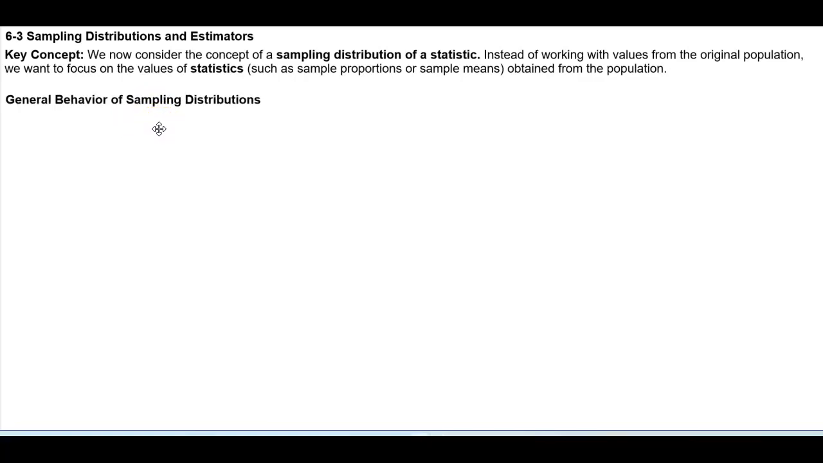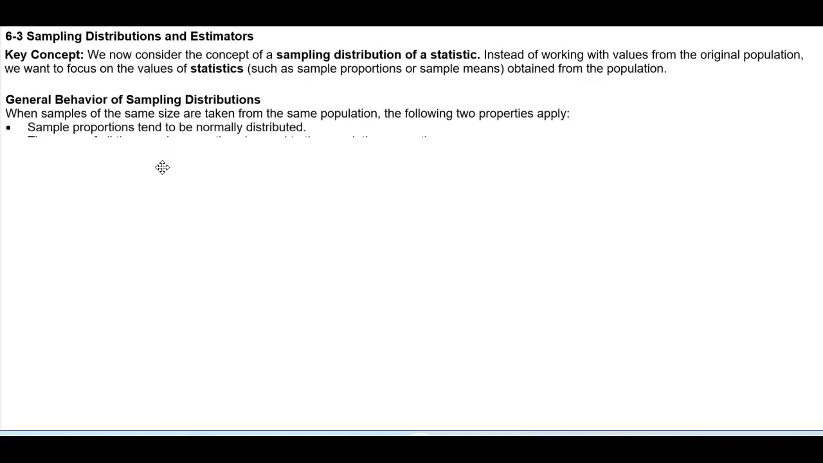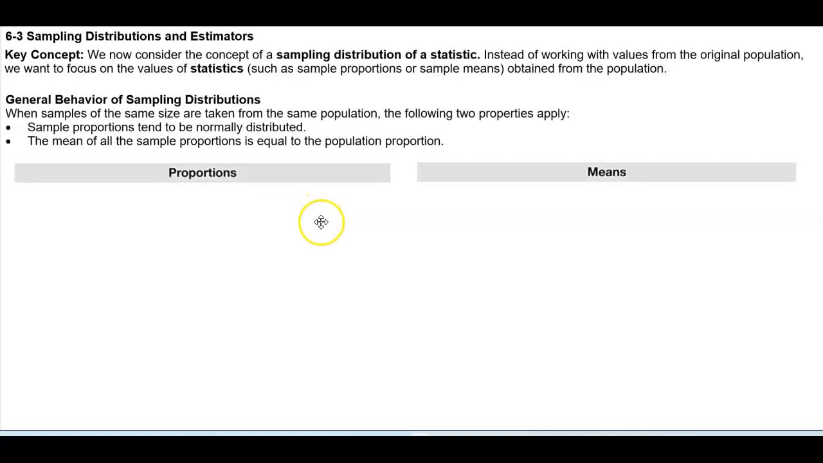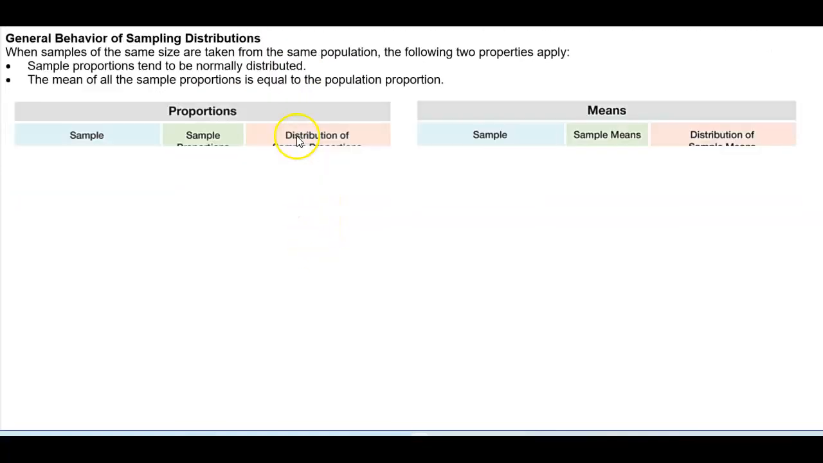Now we have the general behavior of sampling distributions. When samples of the same size are taken from the same population, the following two properties apply. Sample proportions tend to be normally distributed. The mean of all the sample proportions is equal to the population proportion. So let's take a look at what this looks like as a figure here.